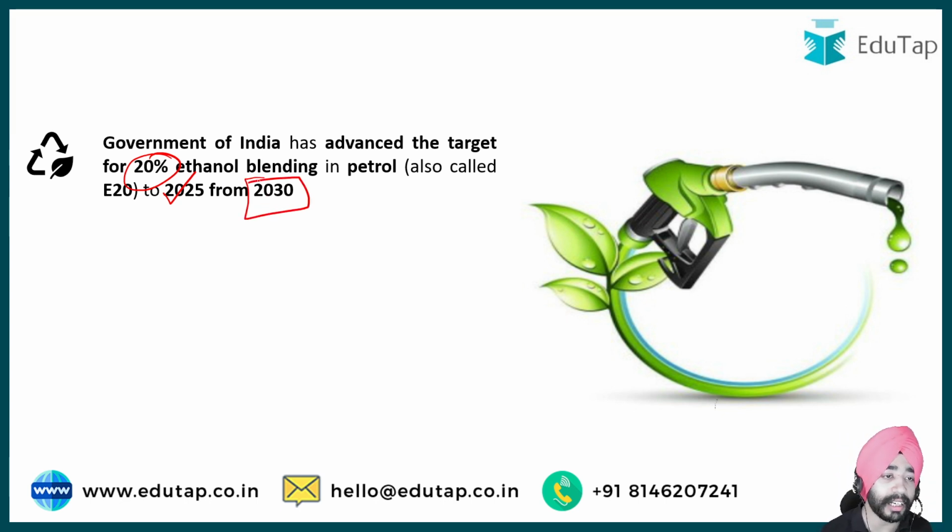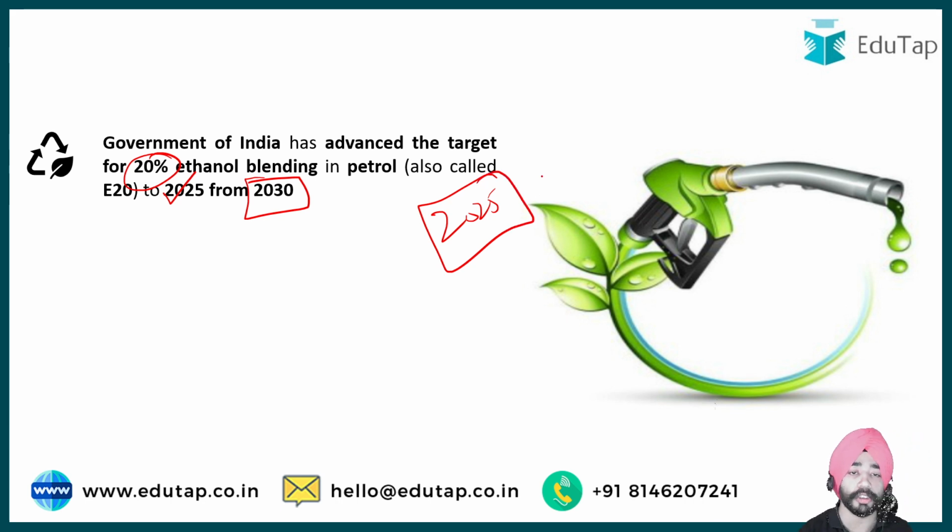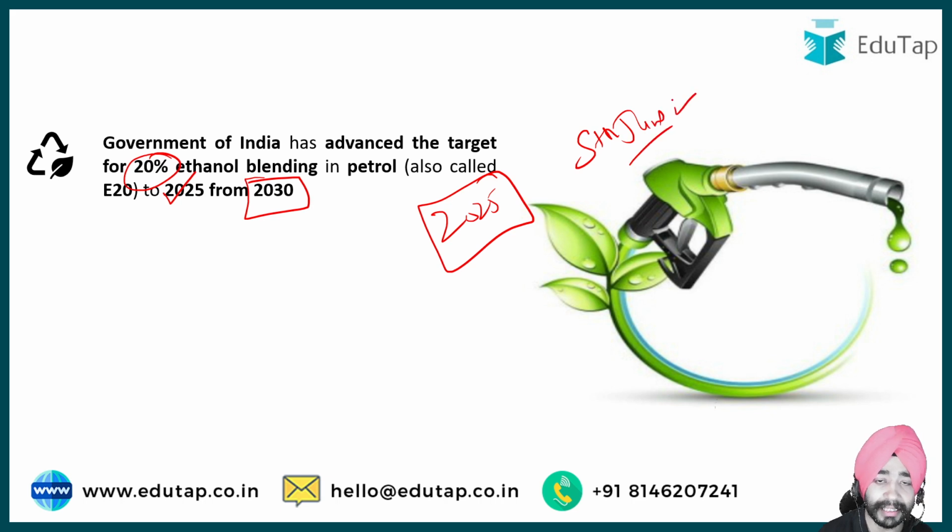Earlier the target was 2030, because I think in the earlier session that I conducted during the revision series, most of the students commenting in the YouTube section said no, the target has been fixed at 2025. But guys, then it was not officially launched. On 5th of June this year, the Prime Minister has officially said that we will be achieving the ethanol blending target. The target of 20% has to be achieved by year 2025.